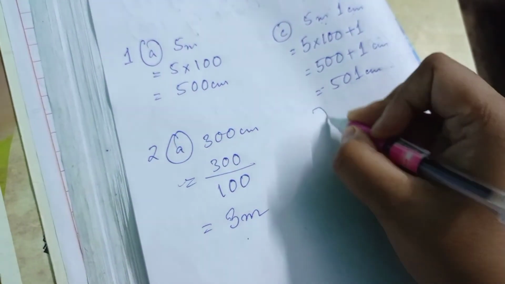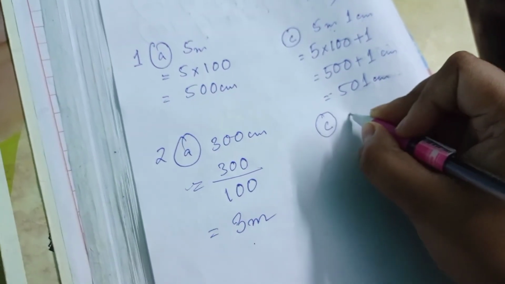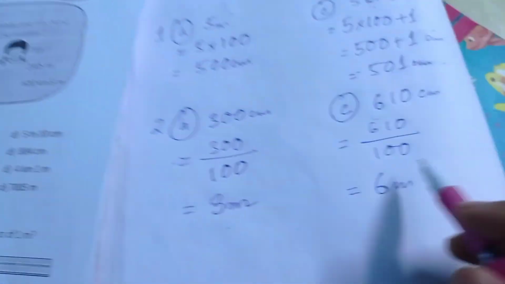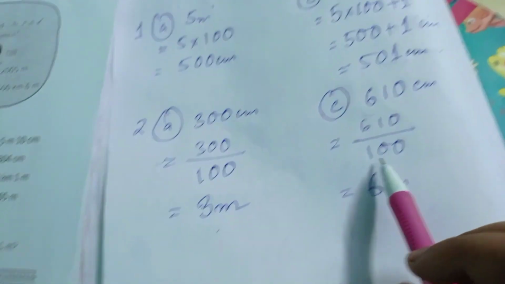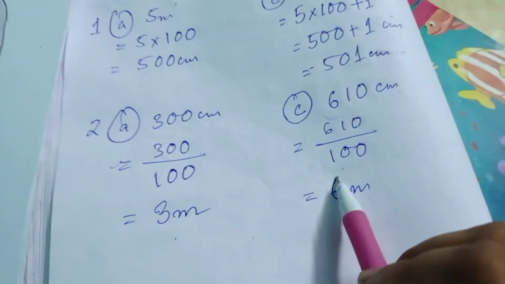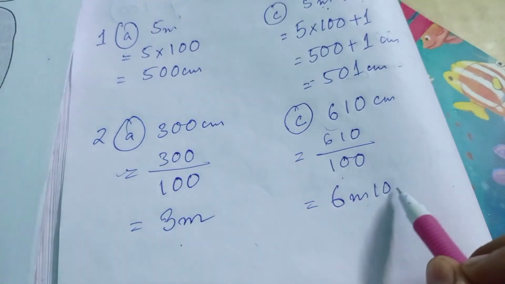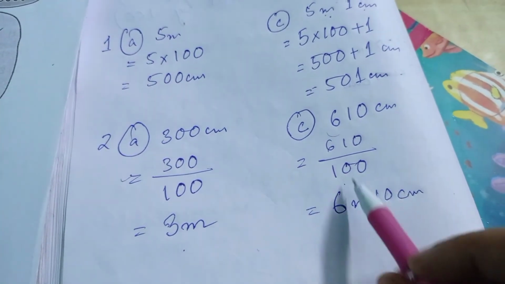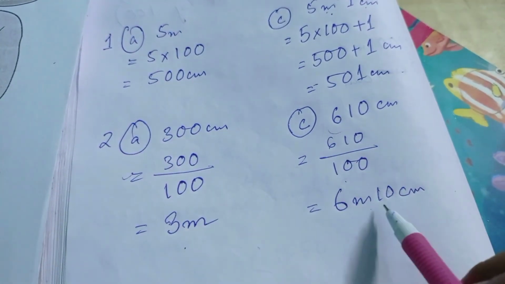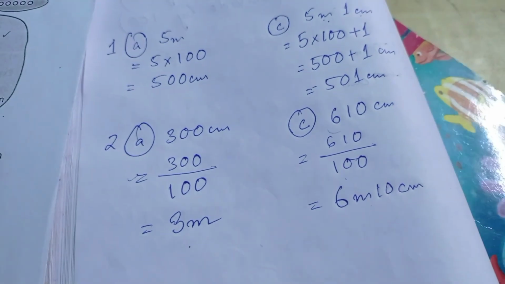Next is C number. The next question is C number, 610 centimeter. You need to divide that by 100. When you divide it, your last two digits will be in centimeter, and whatever is left out will be in meter. So it is 6 meter 10 centimeter.